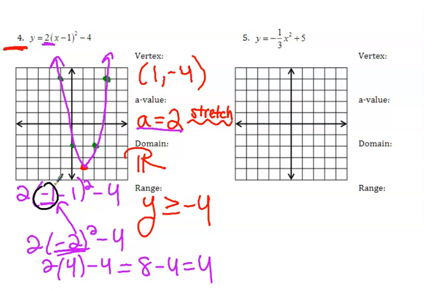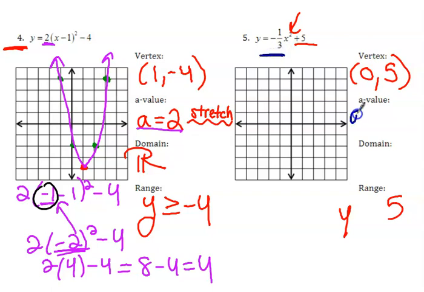All right, the next one, we only have 3 more to go, guys. There's no parentheses, so my h is 0. My k is 5. What does that affect? Well, that affects my range. I know my number is going to be 5. Now we have to determine if it's going to be greater than or equal to or less than or equal to. Well, let's look at that.